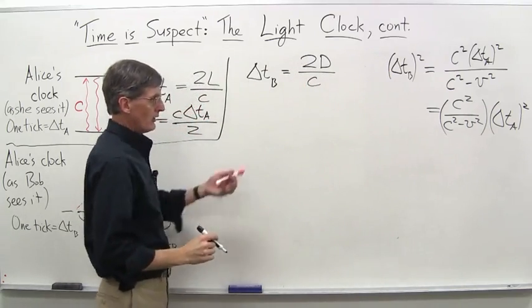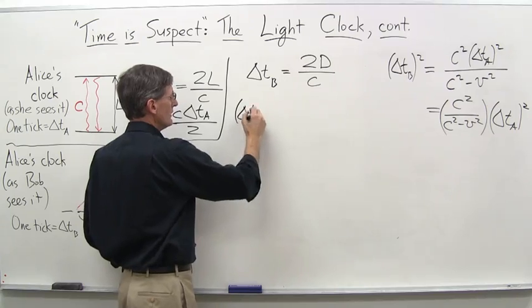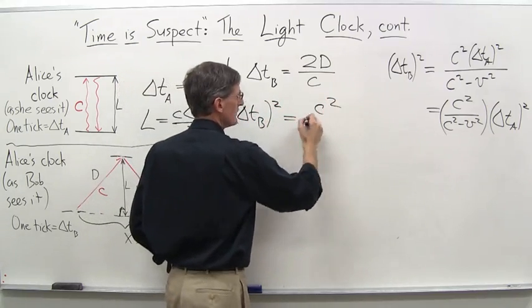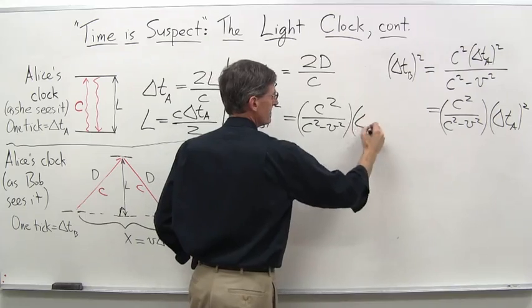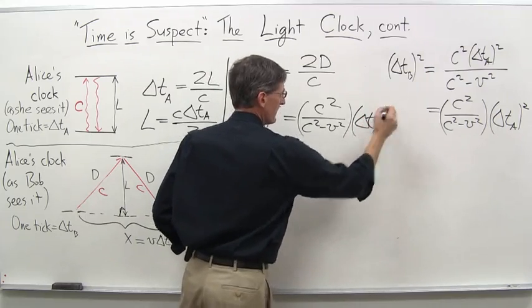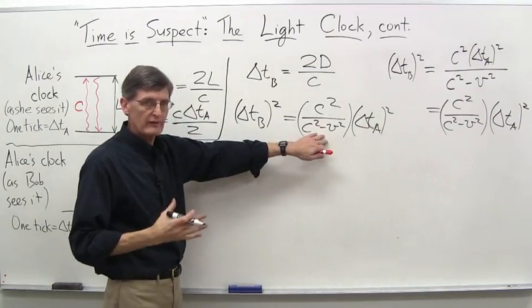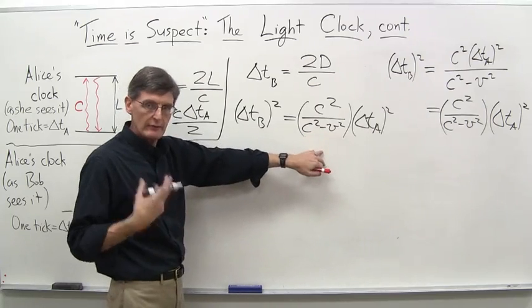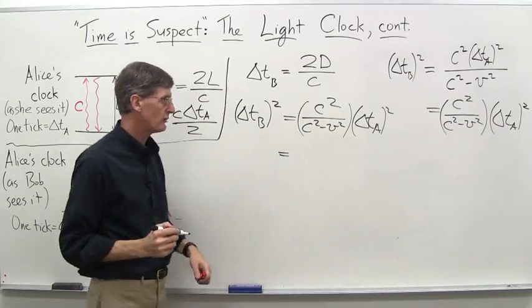And so let's bring it back to the center of the board so we can work with this. So we've got delta TB squared equals c squared over c squared minus v squared delta TA squared. Let's simplify this. We're going to use a little trick you may or probably may not remember, something we talked about in the math review video clip, in the introductory set of video clips.